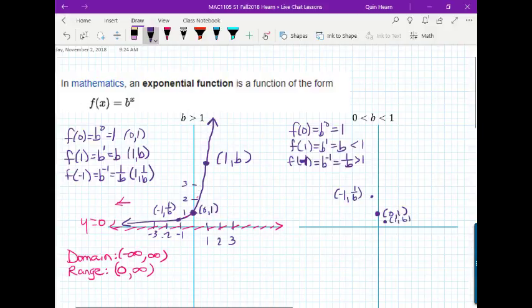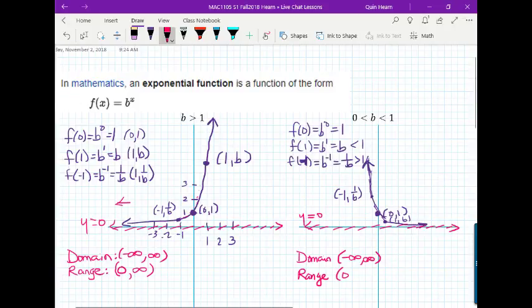So what happens is you get the reverse of the shape that we just saw a minute ago. It's flipped around. It's flipped over the y-axis. And then y equals 0 is still an asymptote. And the domain and range are the same. We still have a domain that goes forever to the left and to the right. We still have a range that cannot go beyond 0, so we start at 0 and go up forever.